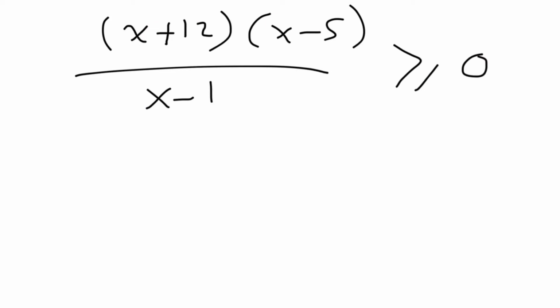You can have many factors up or many factors down, but it still has to be one fraction. This is a rational inequality. Now, how do I solve this rational inequality? There are two steps in the beginning. I need to get the zeros.